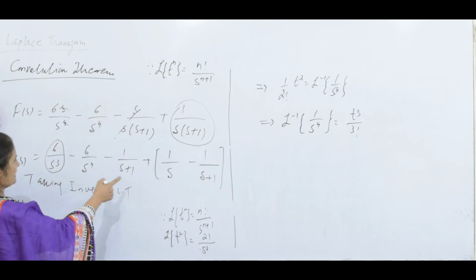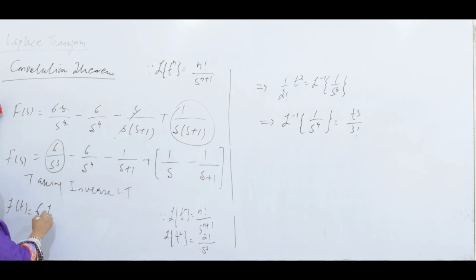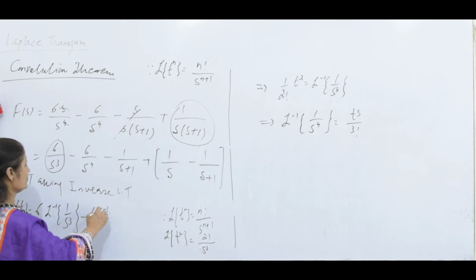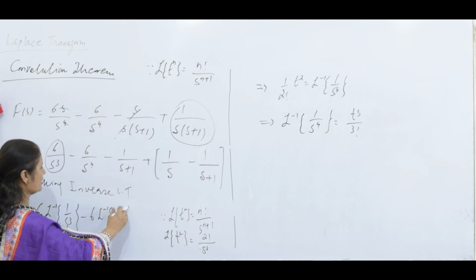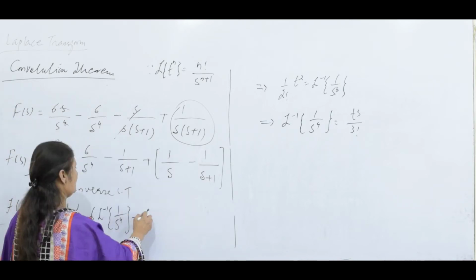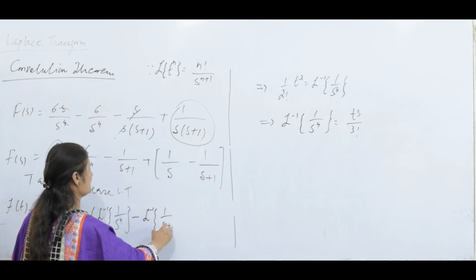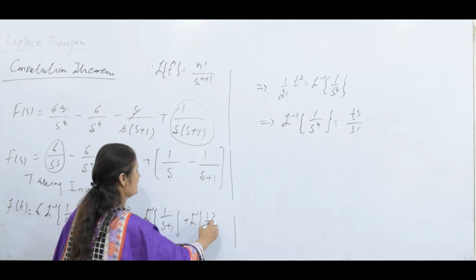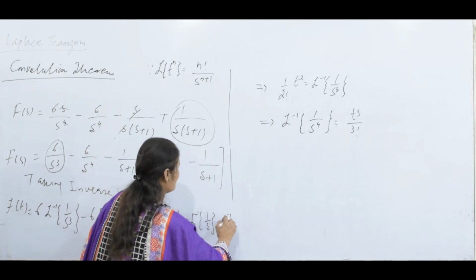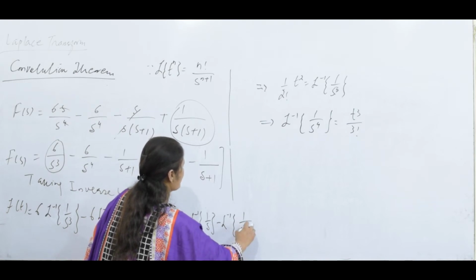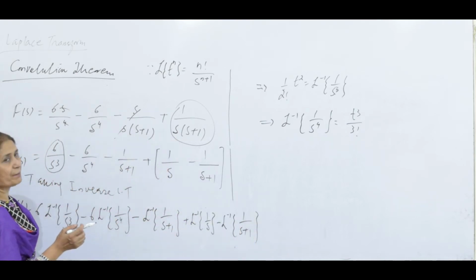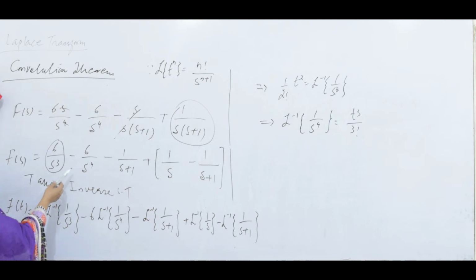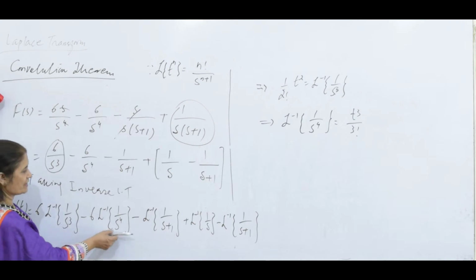So once you are taking the Laplace inverse, 6 is taken out, Laplace inverse 1 over s cube minus 6 is taken out, Laplace inverse 1 over s4 minus Laplace inverse 1 over s plus 1 plus Laplace inverse 1 over s minus Laplace inverse 1 over s plus 1. So Laplace is a linear operator. Similarly, the inverse Laplace transform is linear. We have Laplace inverse of each term.